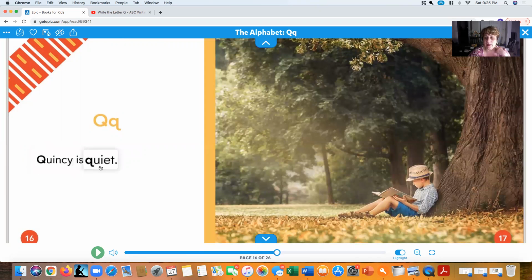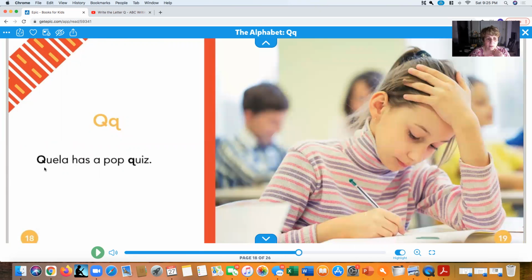Quincy is quiet. That's the little boy's name, and he's sitting quietly under the tree reading. Quiet is a Q word. Quilla has a pop quiz. She's taking a test in school. A quick test is a quiz.